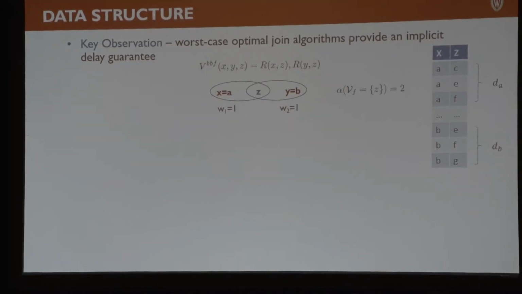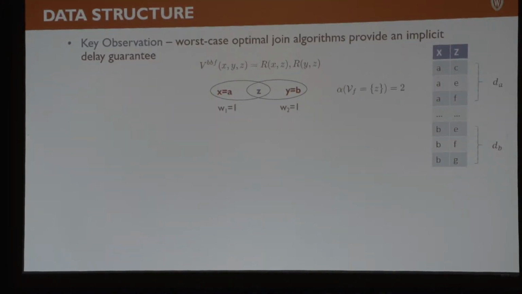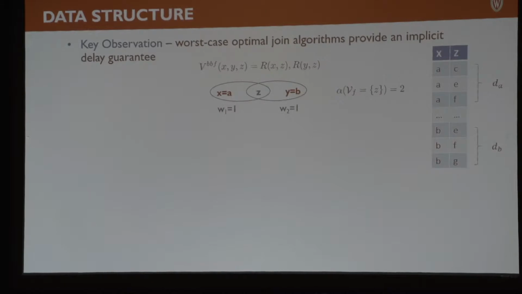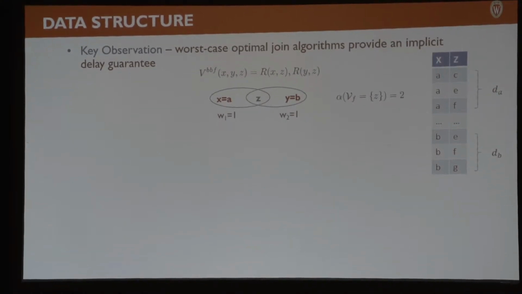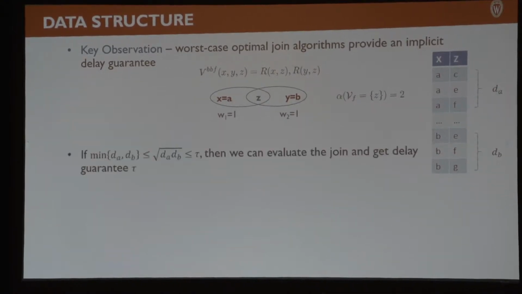So in my relation, the degree of a is dA, so I have dA tuples. The degree of b is dB, so I have dB tuples there. And essentially what I want to do here is take these dA and dB tuples and intersect them over the free variable z. So how much time do I require to do that? The observation is that you require min of dA, dB time, because you can iterate over the smaller list and do hash lookups over the larger list.